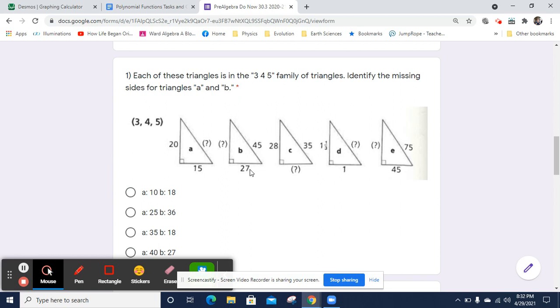we have 27 and 45. If I divided 45 by 5, I would get 9. If I divide 27 by 3, I would get 9. So 9 is my scaling factor. So this is the 3, this is the 4, and this is the 5. The 4 has to be multiplied up by 9. So 4 times 9 is 36. So we have 25 and 36, and that's this one right here.